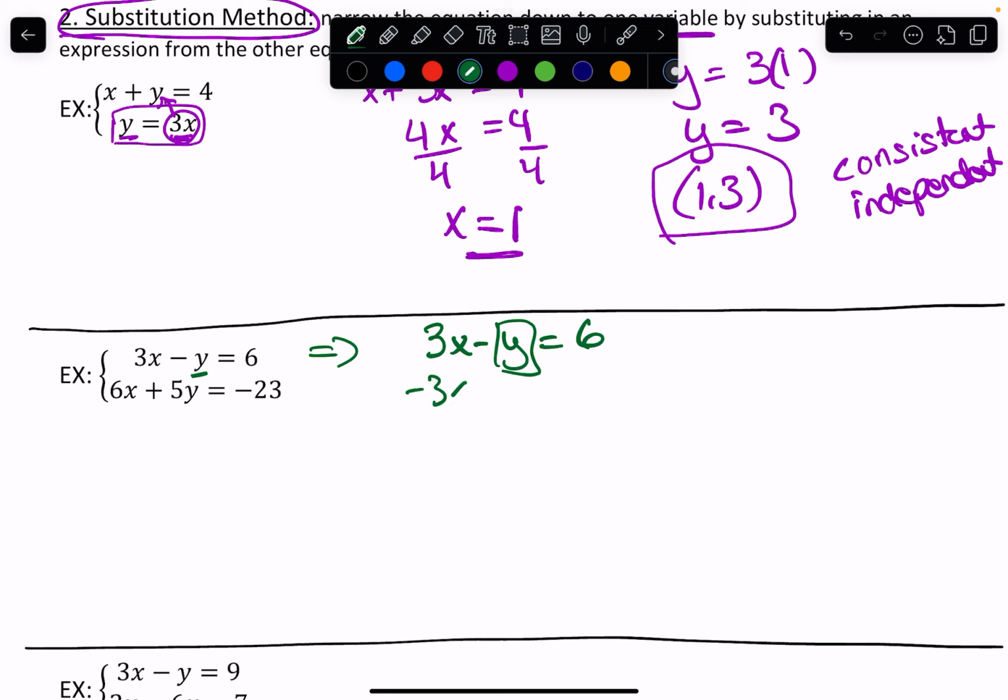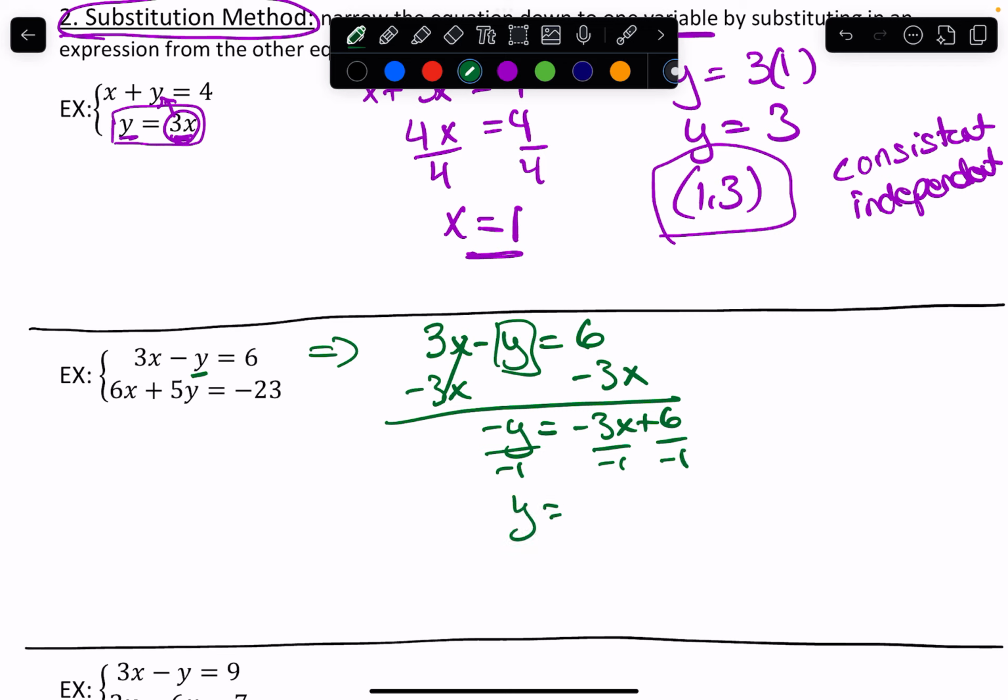So we want to move the 3x to the other side. So we get negative y equals negative 3x plus 6. Now we have the negative 1 still, so we're going to divide all the terms by negative 1, and we get y equals negative 3x minus 6. Actually, that's a plus because we've got the two negatives here that make a plus. So we get y equals 3x minus 6.